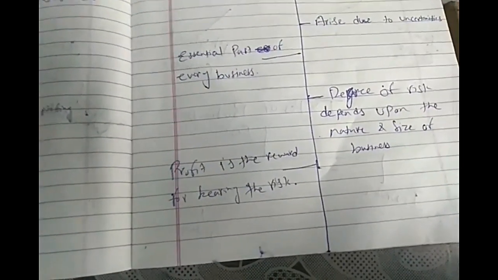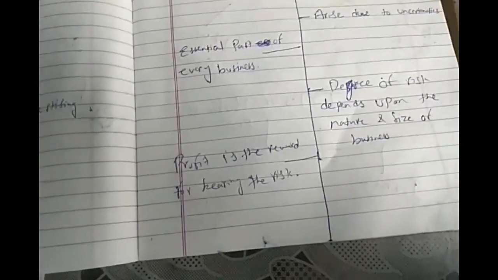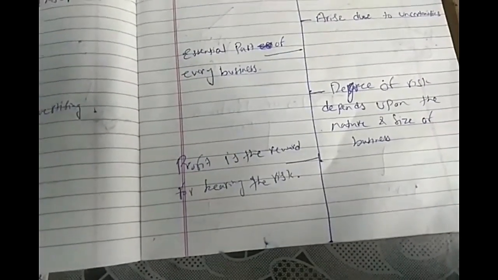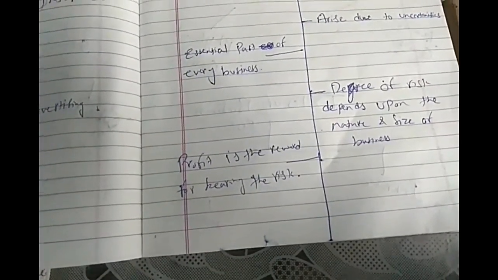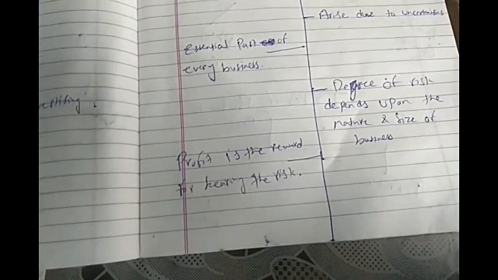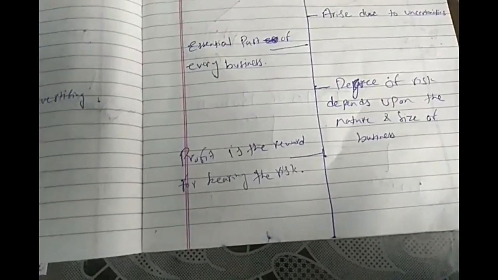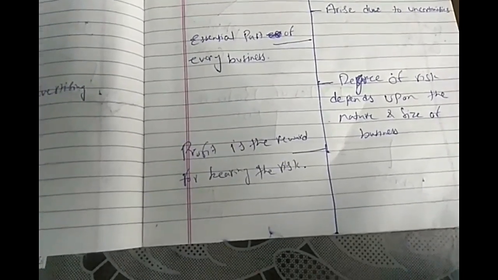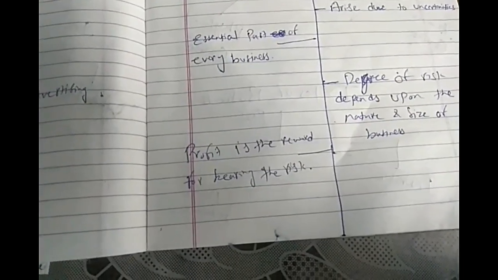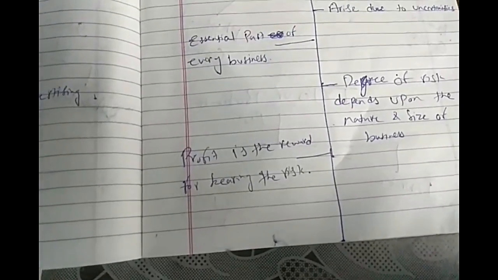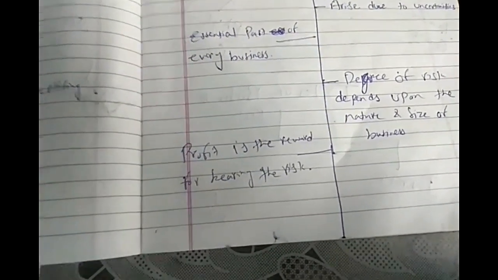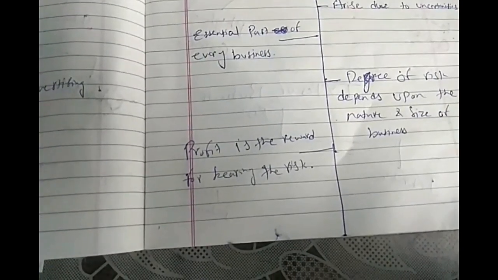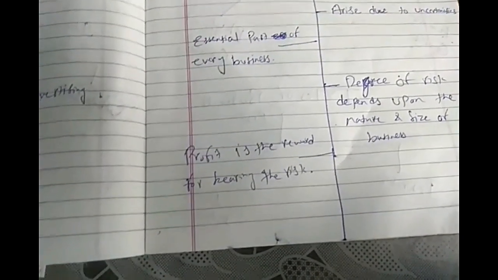Profit is the reward for bearing the risk. Businessmen establish their business for earning profit, and because of that they have to take risk: no risk, no profit; more risk, more profit; less risk, less profit. So every businessman, every entrepreneur, bears risk, expecting that they will earn more and more profit. That's why they are taking risk. That is clear. Next, I am going to tell you the causes of business risk.